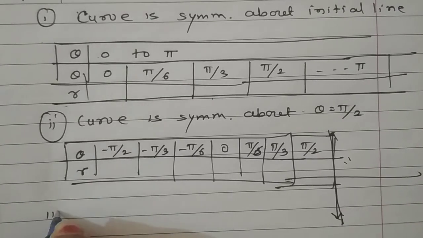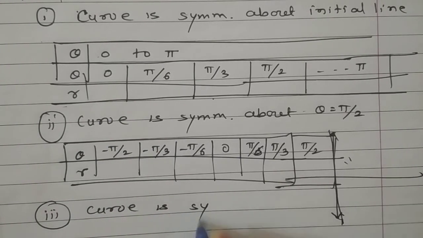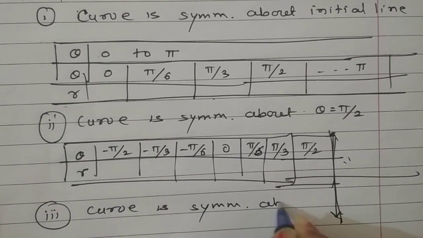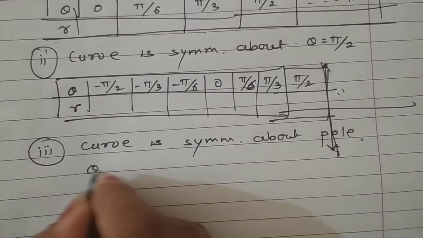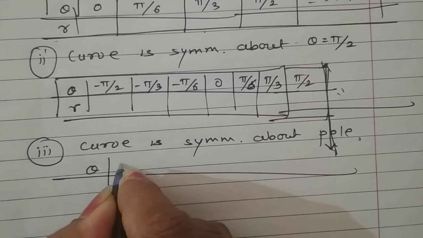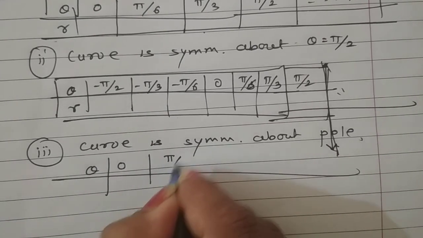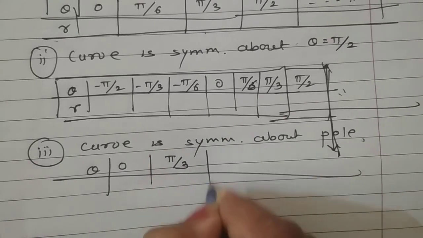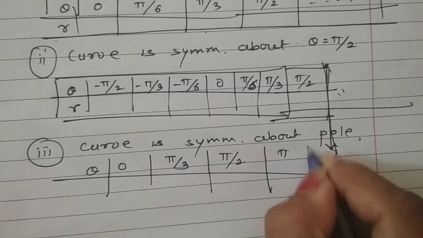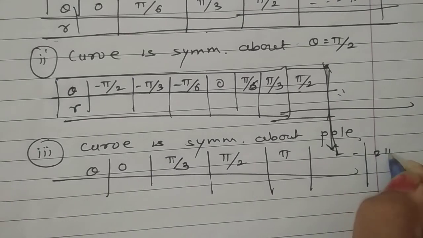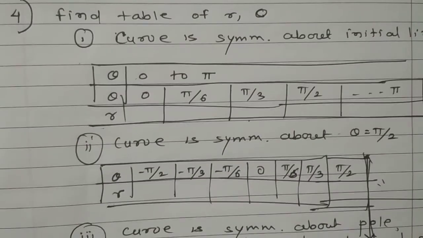And third point, when curve is symmetric about pole, then theta from 0, 60 degree, 90 degree, pi, in that way up to 2 pi, and find values of r. This is our fourth condition.